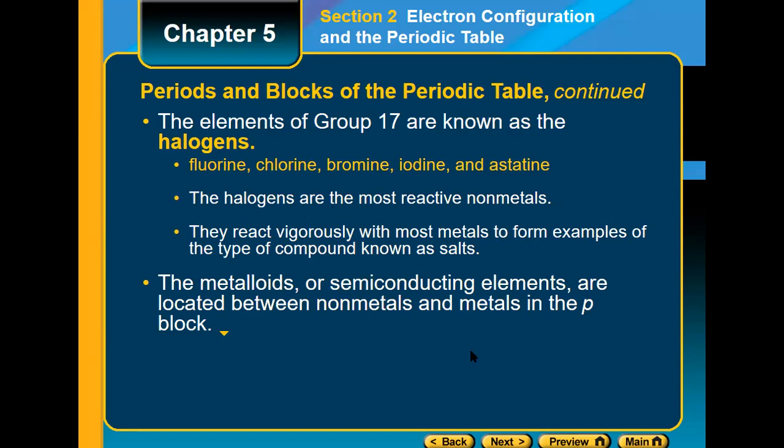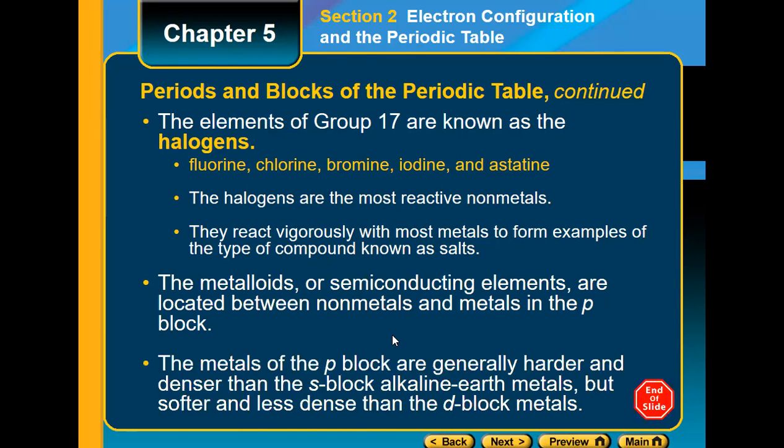The metalloids are semiconductors. Metalloids are elements which have the properties of both metals and non-metals, and we call them semiconductors. That means their electrical conductivity changes with temperature, and that's why we use them to make microchips and things like this. Metals of the P block are generally harder and denser than the S block alkaline earth metals, but softer and less dense than the D block metals. So they are considered to be between group 1 and the transition elements.